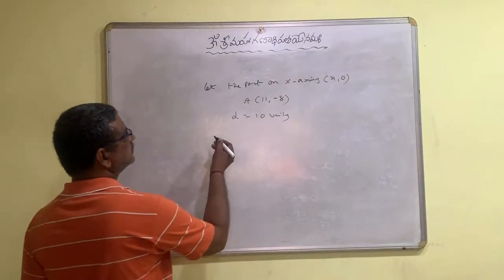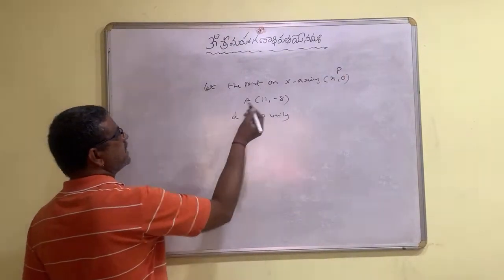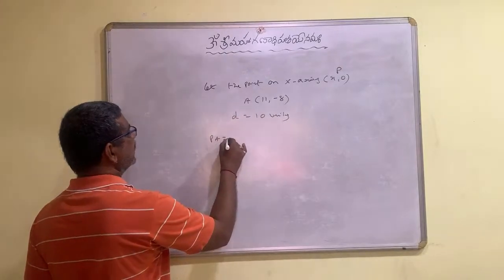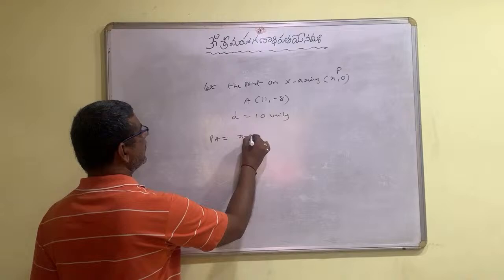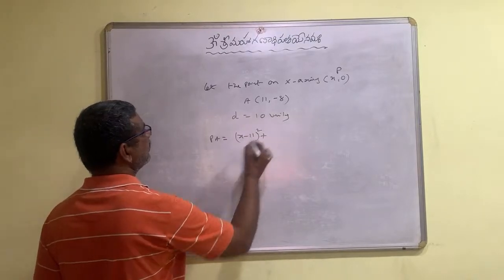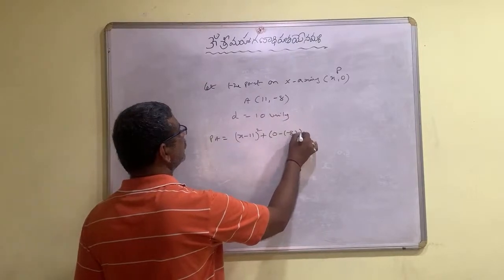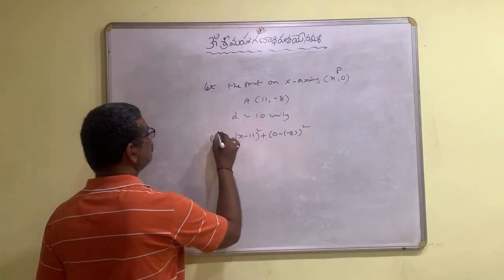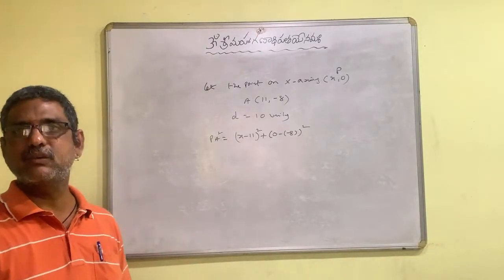Yeah, distance. Let this point be P. First calculate the distance between P and A. It is (x minus 11) whole square plus (0 minus (minus 8)) whole square. Let it be PA square.